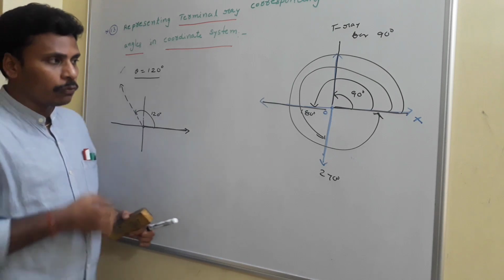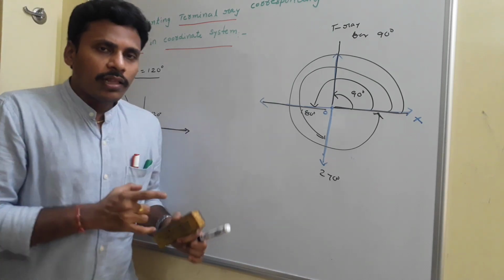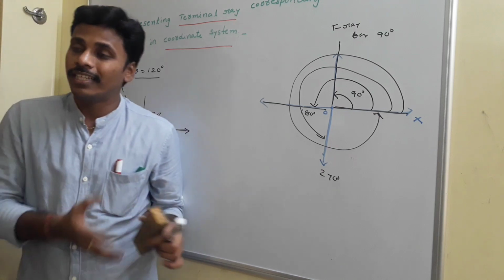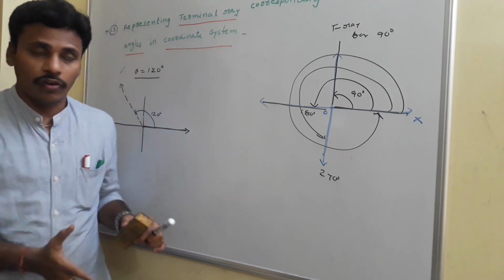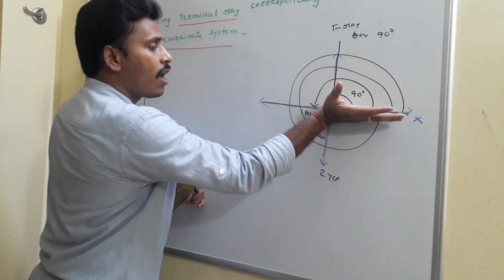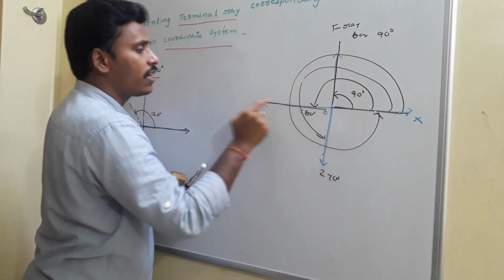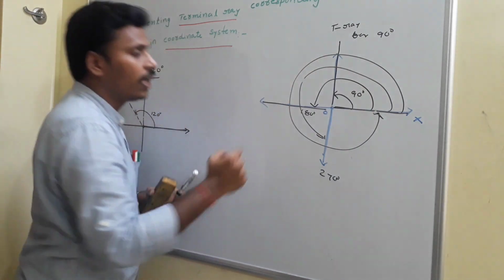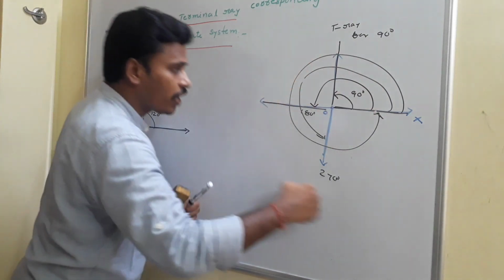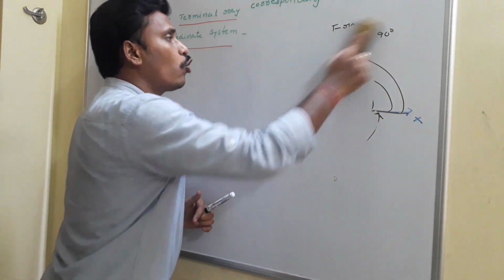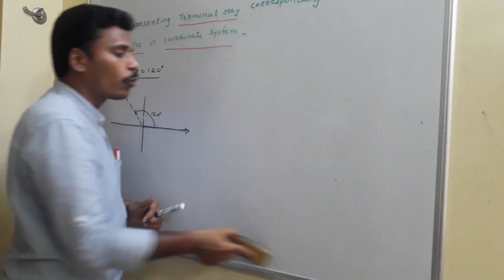Once again I am repeating. For all this representation, we have to consider this positive x-axis as the initial ray. And if this is the initial ray, for an angle of 90, this is the terminal ray. For an angle of 180, this is the terminal ray. For an angle of 270, this is the terminal ray. For an angle of 360, this is the terminal ray. And for an angle of 120, you need to rotate the positive x-axis by 120 degrees.